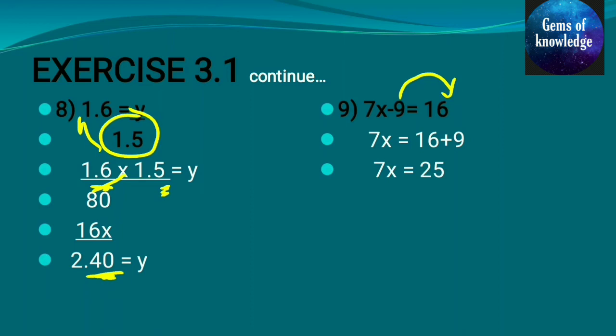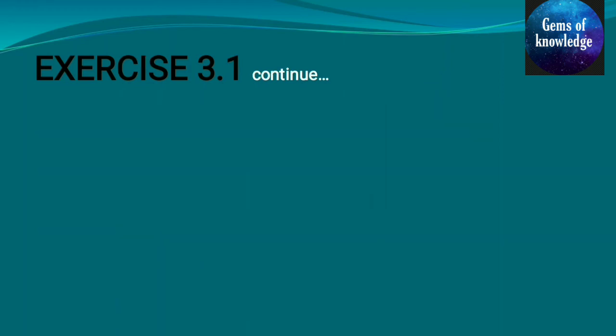So 7x is equal to 16 plus 9, which is nothing but 25. In the next case we will remove the 7 from x. As we remove 7 from x, it is going to become divide, since 7x is nothing but 7 multiplied by x. So when we move it to the right side, it is going to become divided by. So we'll get the answer as x is equal to 25 by 7. That much you can keep as it is, or else you can get the answer in the decimal form.